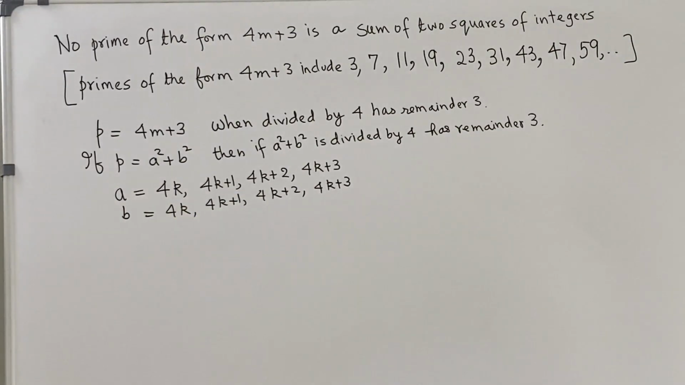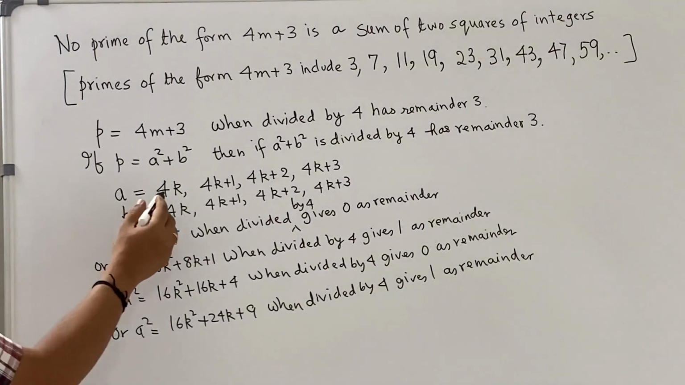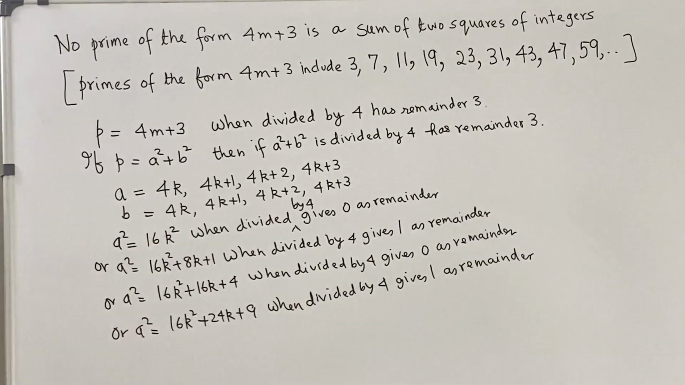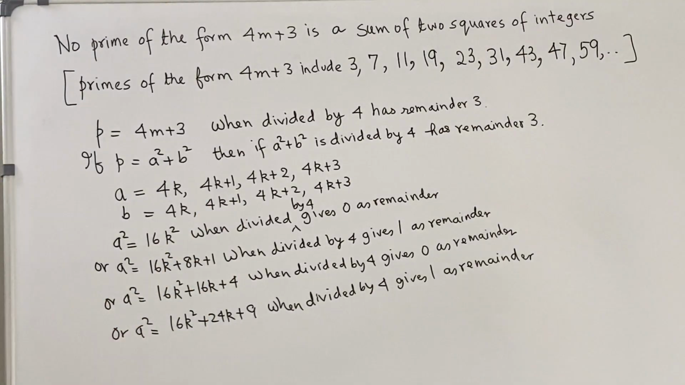Now let us square a and see what we get. a square can be any of these depending on which form you have for a. So if a is of the form 4k, then a square is 16k square, and when divided by 4, the remainder is 0. If a is of the form 4k plus 1, then a square is 16k square plus 8k plus 1, which when divided by 4 gives 1 as the remainder.